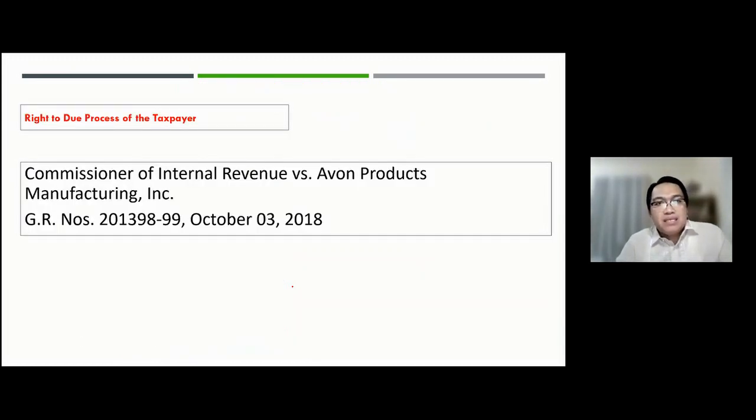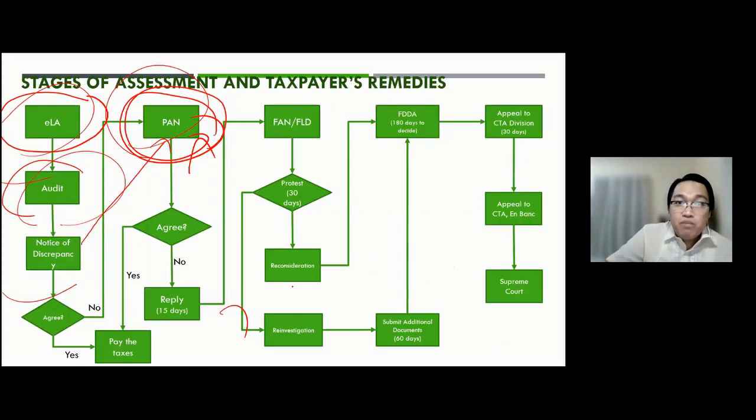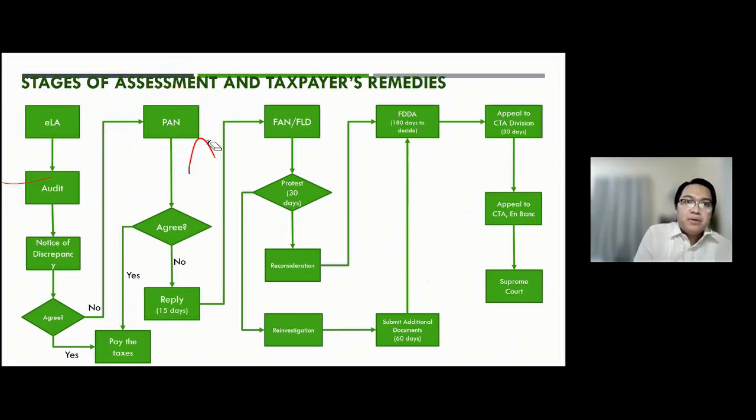Now, some cases, ito binanggit ko na to sa inyo kanina, Avon Products Manufacturing, the right to due process of the taxpayer. Okay? If the right to due process of the taxpayer is violated, the assessment is null and void. Briefly, ano bang nangyari dyan sa Avon Products na yan? Kasi pag ganito ang pattern ng tanong sa'yo, alam mong Avon Products Manufacturing ang tinatanong. Ano nangyari dyan sa Avon Products?